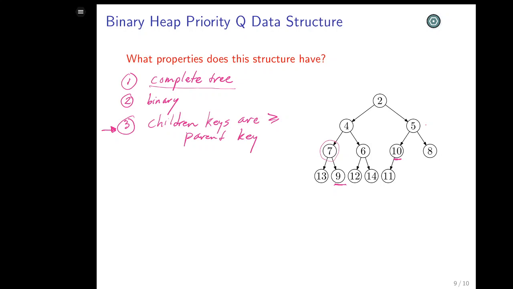No, because 9 is less than 10. And I'm not asking you to sort. That's one thing you can do with these structures, but it's not the only thing you can do with these structures. There are other things you can do with them. All I'm asking is for remove min, and we know where remove min is going to remove it. We know where the minimum is. So because of this property, property number 3, where is the minimum?